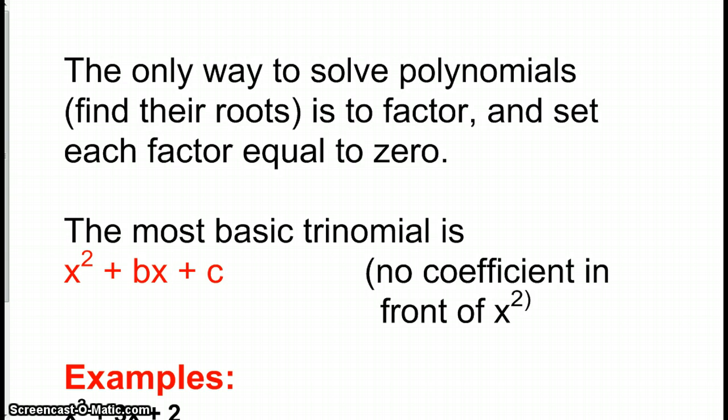Here you can see there's no coefficient in front of the x squared term. The coefficient's actually 1. We don't show the 1, we just assume that it's there. An example of this would be x squared plus 3x plus 2. In order to factor x squared plus 3x plus 2, we're looking for two numbers that multiply together to be 2 and add together to be 3. In this case, it's pretty simple. It would be 2 and 1. 2 times 1 is 2, and 2 plus 1 is 3.